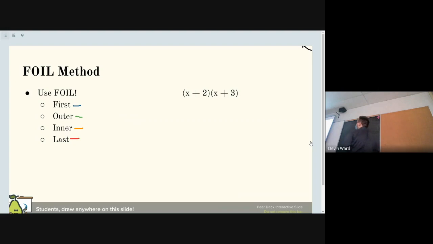So blue for first, you want to multiply the first term of each binomial. So here we have the x multiplied by the x. So we have x times x, which is, what's x times x? Yep, x squared.